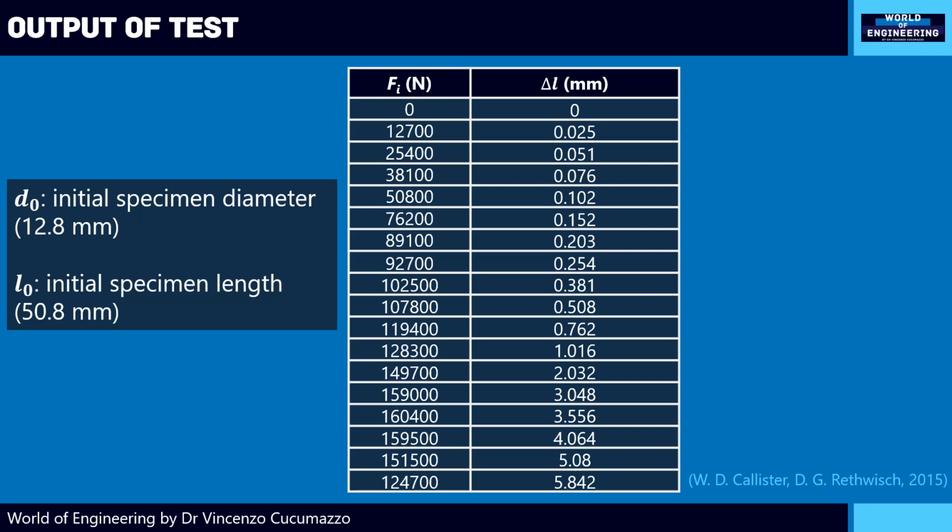Let's assume we have performed the test on a specimen having an initial diameter D0 of 12.8 millimeters and an initial length of 50.8 millimeters. And then we have got these results. So the force is measured in newtons and the displacement in millimeters. You can find this data in the reference I provided you with in this slide.